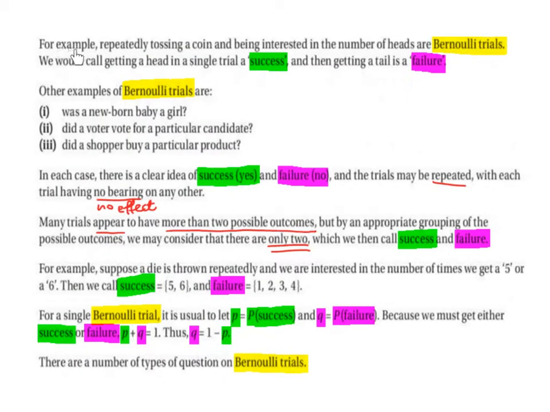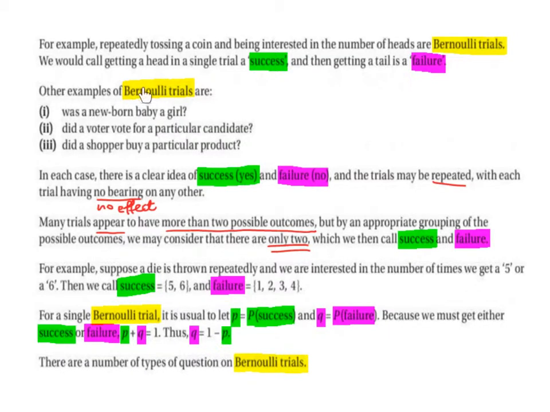For example, repeatedly tossing a coin and being interested in the number of heads are Bernoulli trials. We would call getting a head in a single trial a success, and then getting a tail is a failure. So tossing a coin is probably the most common example.